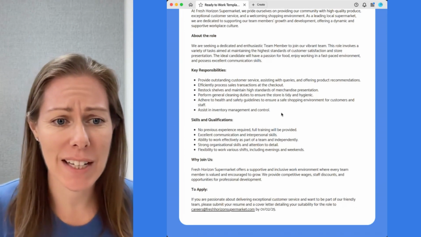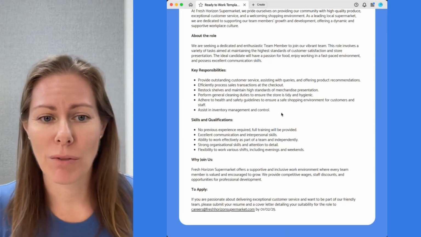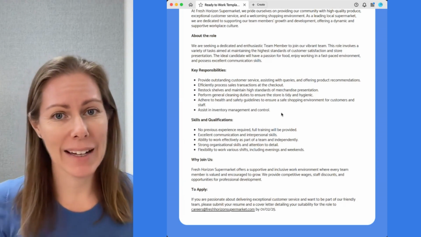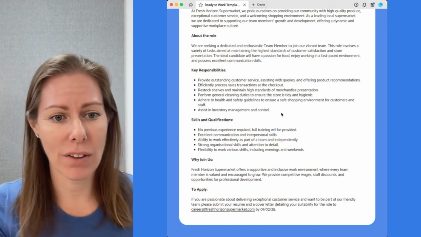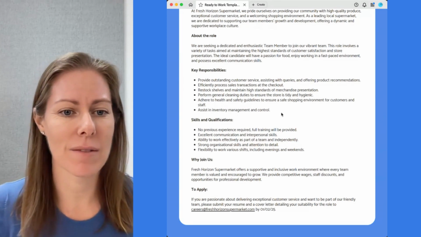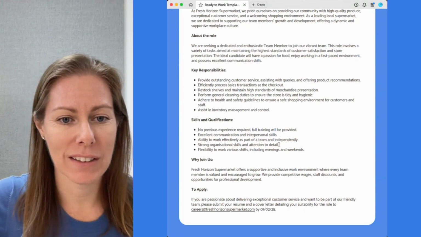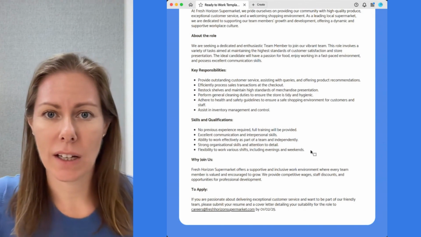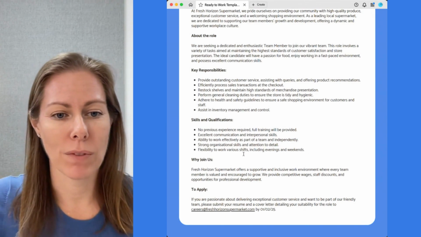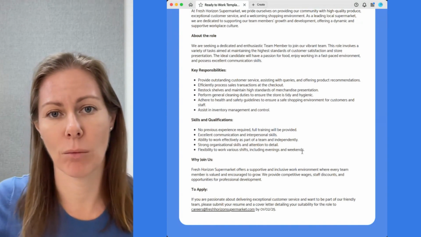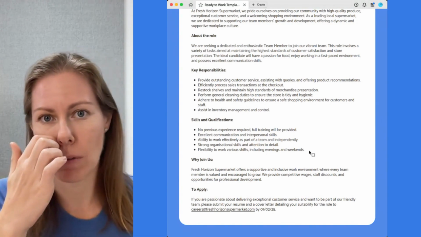The next one they've listed here is they want you to be able to work effectively as part of a team and independently. So great, cool. I know that I also need to prove how to do those things. I need to prove that I've got strong organizational skills and attention to detail. And I also need to check and be okay with the fact that I'm going to be working various shifts, including even evenings and weekends. So treat this as a bit of a checklist.